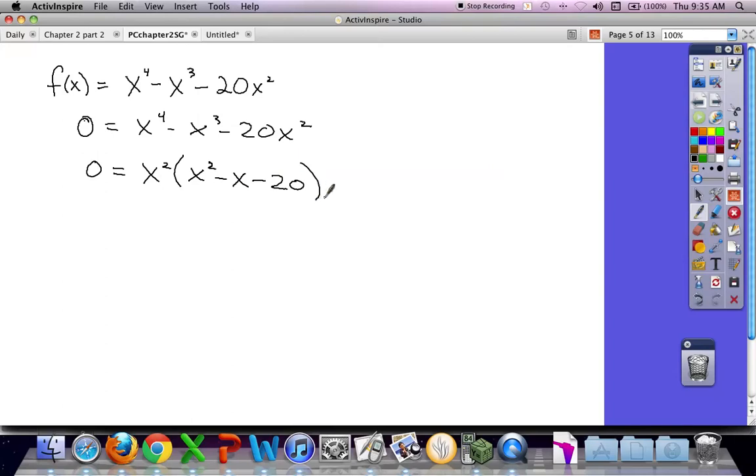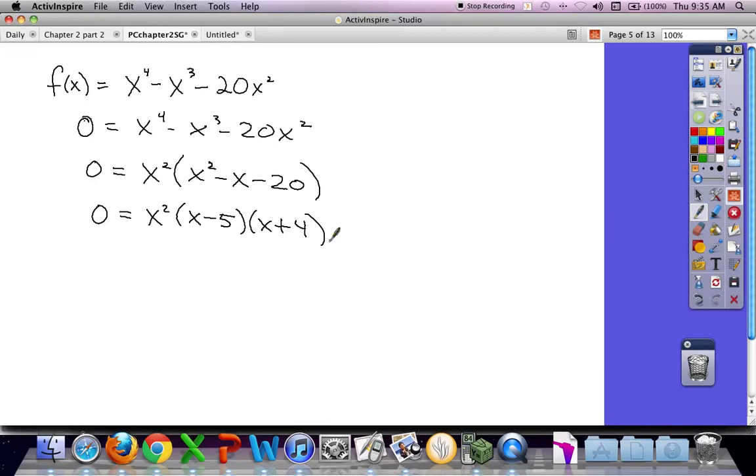And generally, what you get left in the parentheses will be easily factorable. Okay, so what two numbers? The product is negative 20 and the sum is negative 1. Negative 5, positive 4.